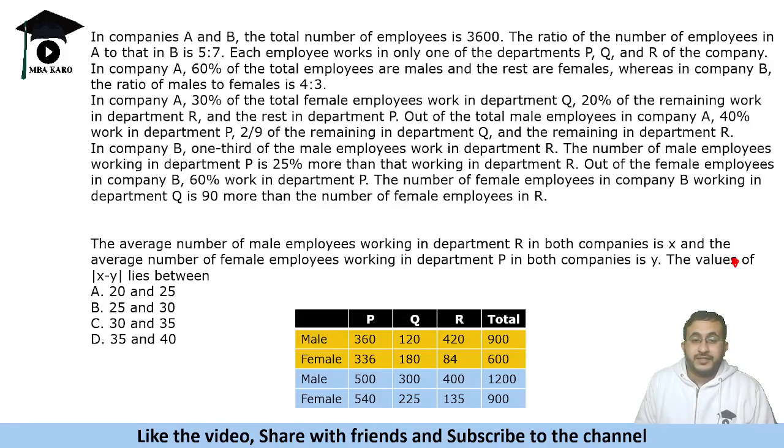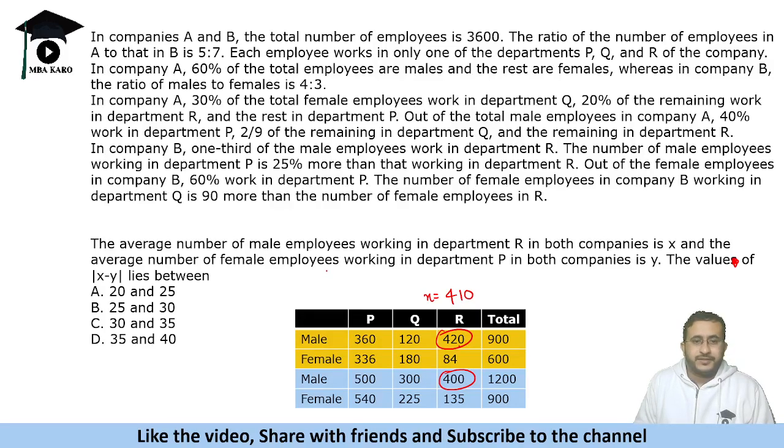So X is the average number of male employees in these two companies. So 360, 580, that is 860. Sorry, this is in R, average in R: 420 and 400, 820, and the average is 410. Okay, X is 410.